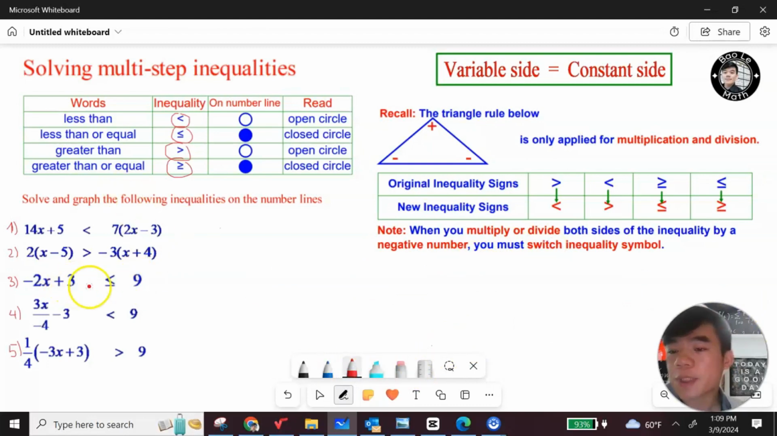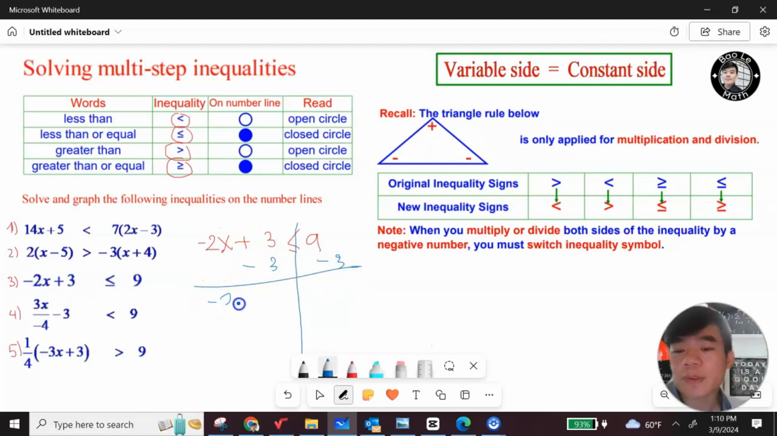Negative 2s plus 3 less than or equal to 9. Now I draw a line. This is actually the same thing as a two-step equation, right? So I have 3 right here, and I need to subtract 3 from both sides.